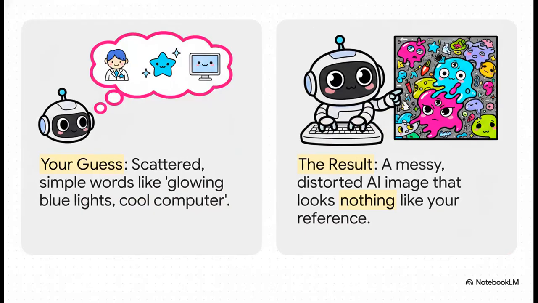So what do you do? You start guessing. You type in things like, futuristic engineer in a lab, maybe glowing blue lights, cool computer. But the thing you get back is just a mess. A distorted, kind of weird-looking image that is nothing like the masterpiece you were looking at. This is that frustrating guessing game that we've all been playing with AI. And let's be honest, it's a game we almost always lose.